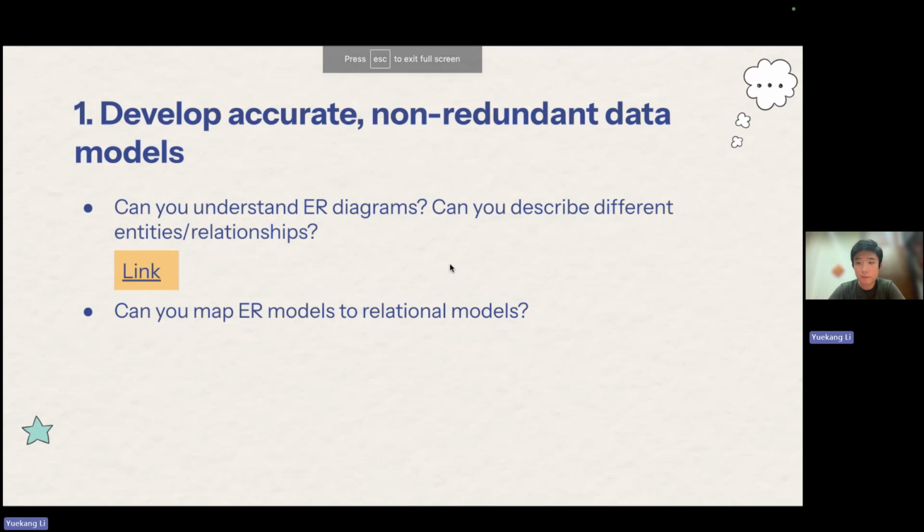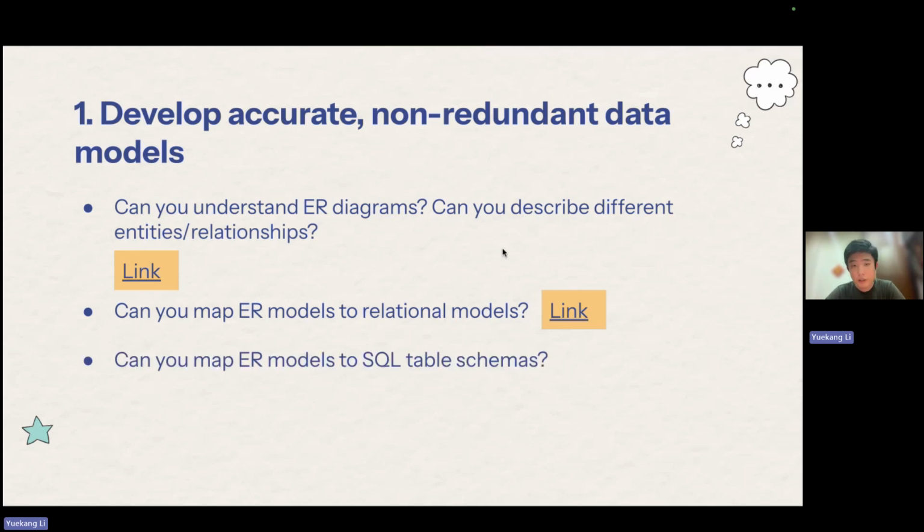The second question here is, can you map ER models to relational models? Do you still remember the mapping of different entities and different relationships? If not, you should go through the link here. The third question is, can you map ER models to SQL table schemas? Here's the link.